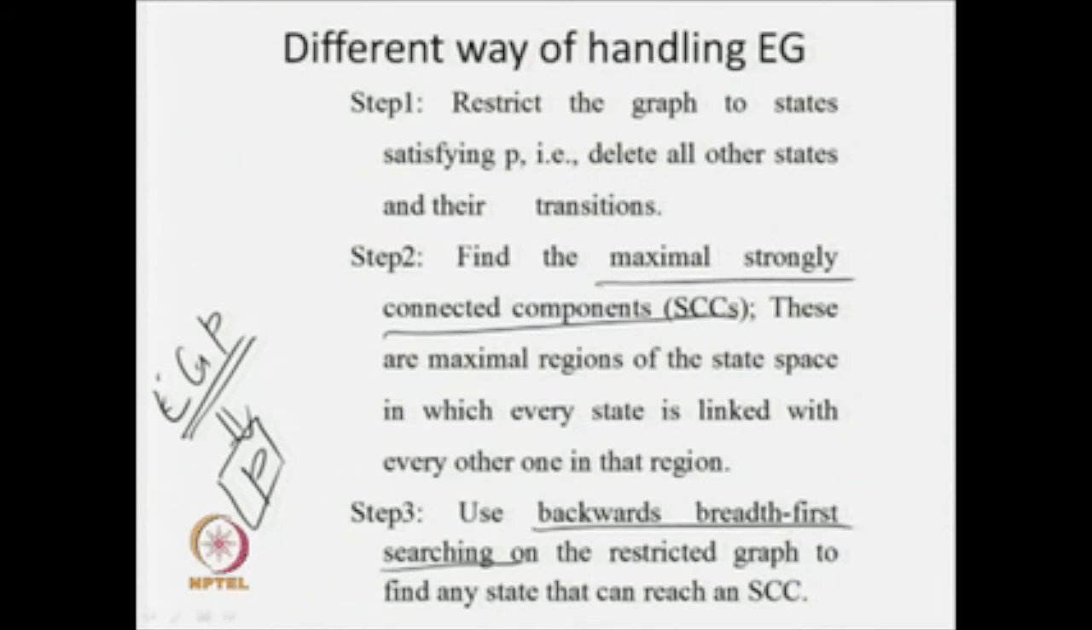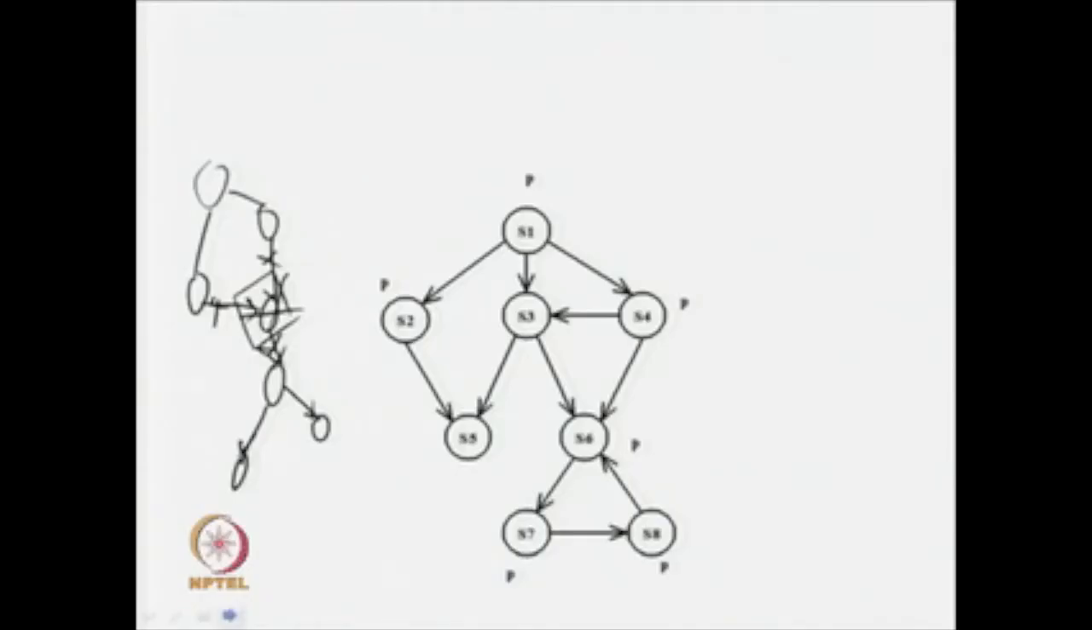So, we are identifying the SCC, the strongly connected component. Okay. Now, from this particular strongly connected component, we use backward breadth first search. Okay. I am going to see whether from any state we can reach this particular state or not. So, if we can reach that, that means from that particular state also it will be true. Okay. Now, just come to this same example, this is the state space that we have. We have states from S1 to S8 and we are going for EGP.